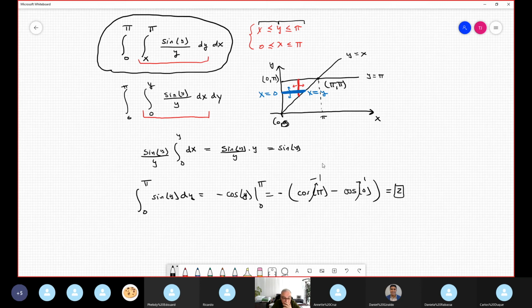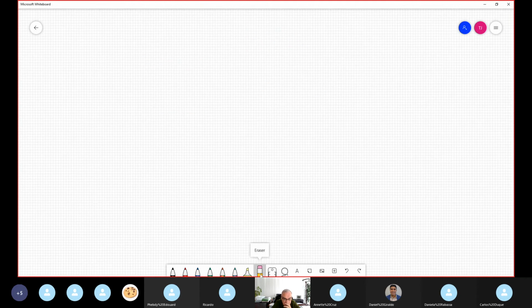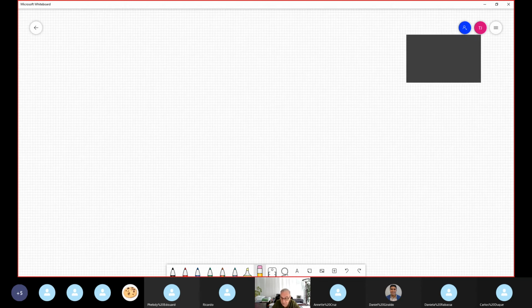Any question in this nice problem? Double integral. No? Clear or confusing? Opinion? Come on, guys, help me. Clear. Okay. I bring another super interesting problem. Let me try.